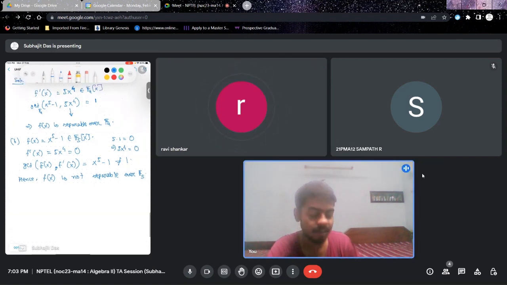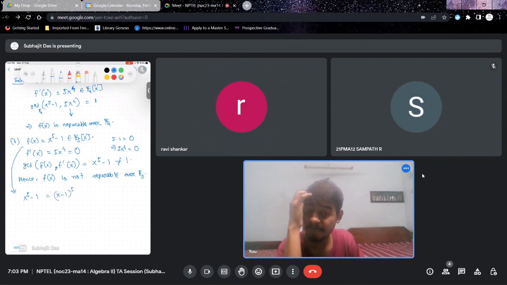I think Ravi, you are suggesting something. You are suggesting this only, that you can write this polynomial x to the power 5 minus 1 over F5 as (x minus 1) to the power 5, right? Why? Because the characteristic is 5.